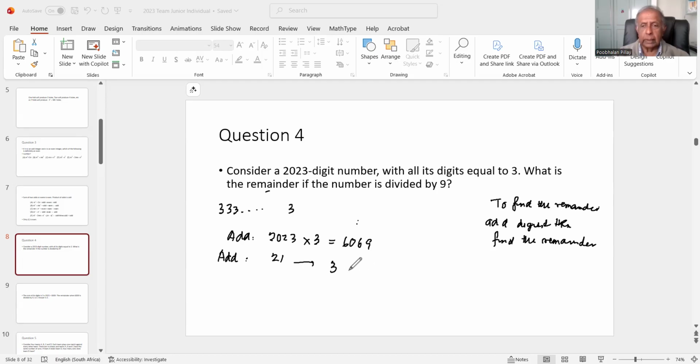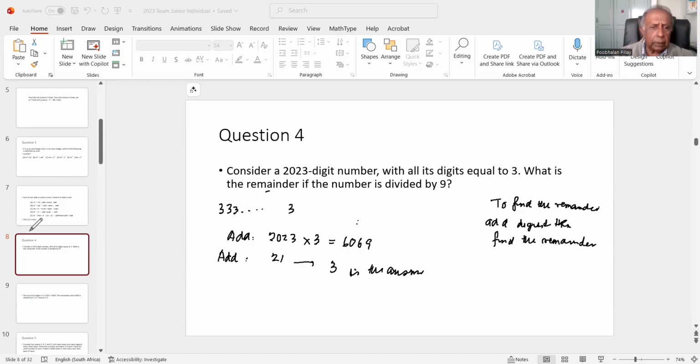Yeah, so that's the answer. Although you got a huge number here, you can still say what the remainder is when you divide by 9. The whole thing simplifies to a very simple calculation.